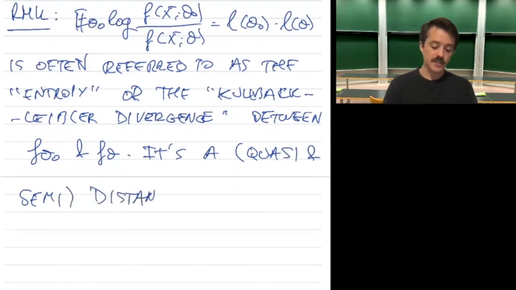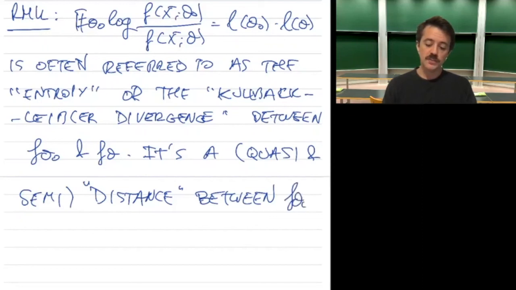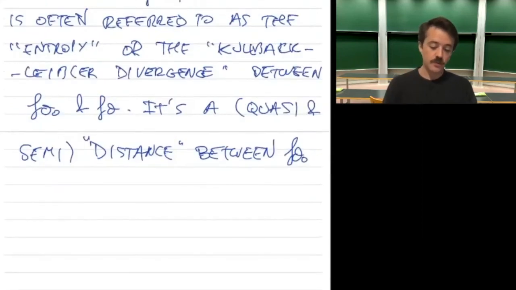So it's not really a distance because it is not symmetric, and the triangle inequality doesn't hold either. So this is some sort of distance, if you like, very informally speaking, between these two quantities, and actually more generally, through measure theory, a distance between distributions.